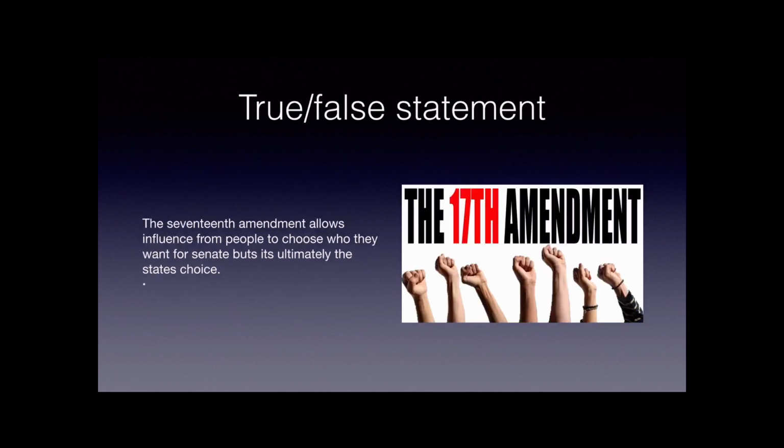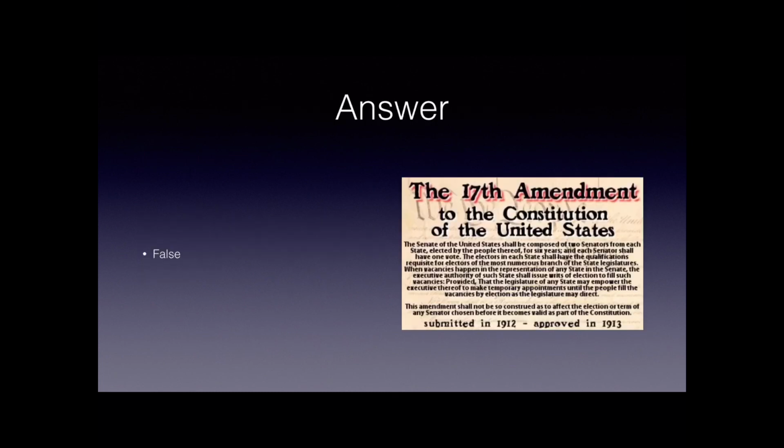True and false statement. The 17th Amendment allows influence from people to choose who they want for Senate, but it's ultimately the state's choice. Answer. It's false.